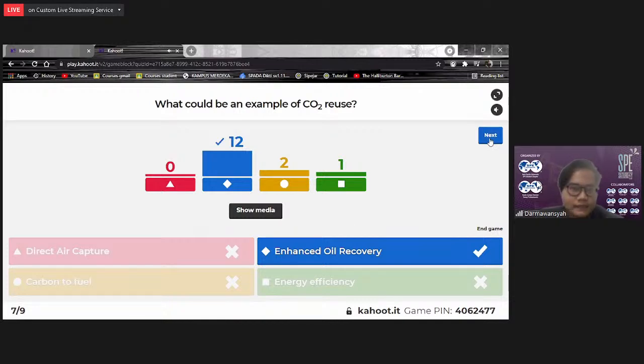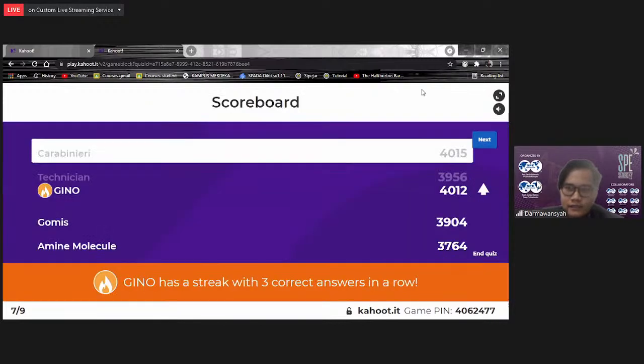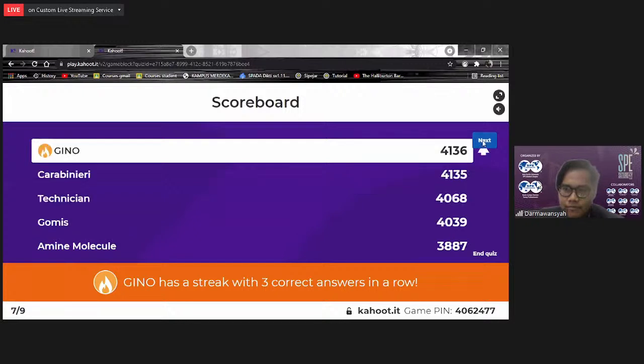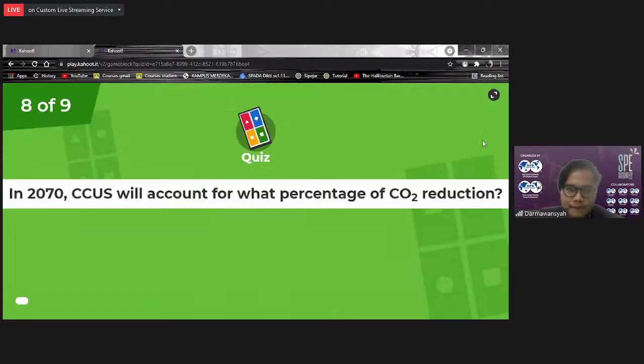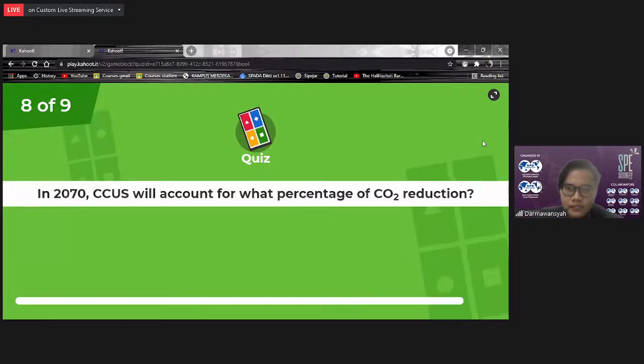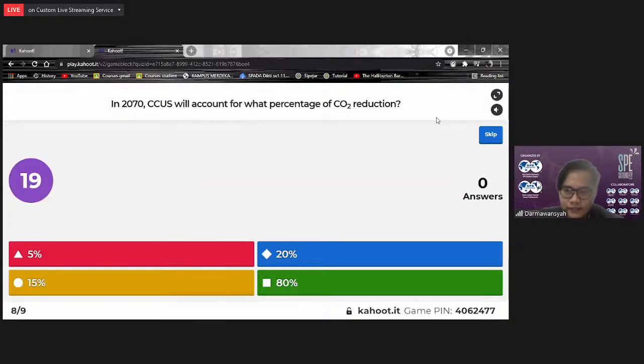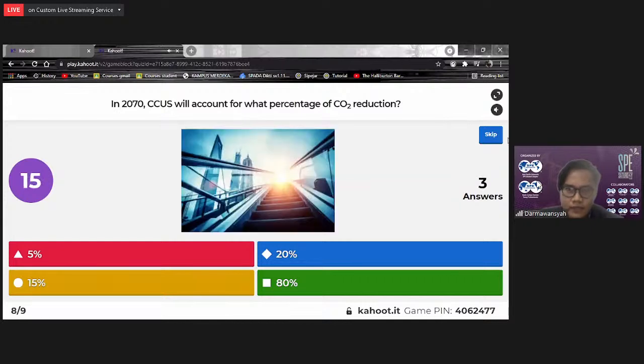Okay. Okay, Gino is leading now. We move to the next question. In 2070, CCUS will account for what percentage of CO2 reduction? Is it 5%, 20%, 15%, or 80%?